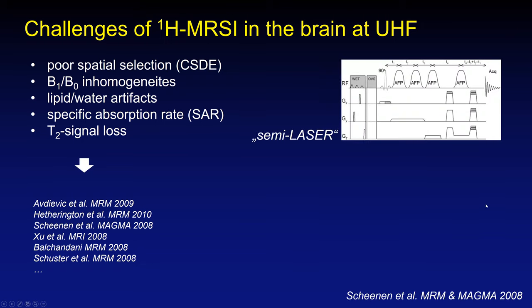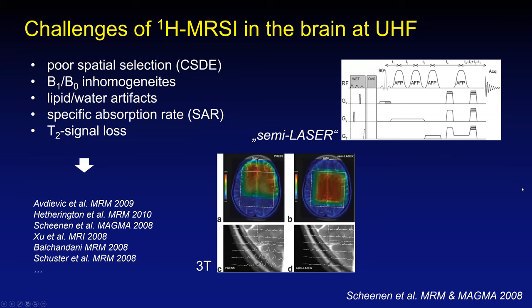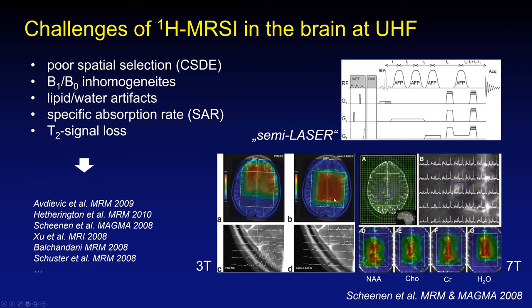One approach that has been very successful for single voxel spectroscopy is the semi-LASER technique, which essentially is a 90-degree excitation pulse and then 4 adiabatic half-passage pulses. It solves many problems for single voxel spectroscopy, but less so for MRSI. As you can see here, even when you compare a standard PRESS sequence or this new semi-LASER approach at 3 tesla and then at 7 tesla, there is still some shift of the metabolic maps, and you are confined to a rectangular box. You also still have some specific absorption rate problems and so on.